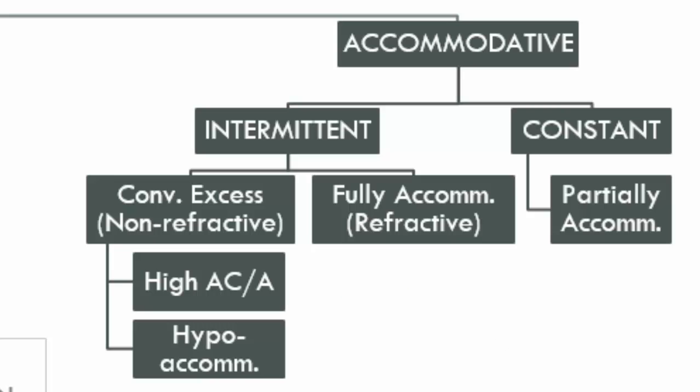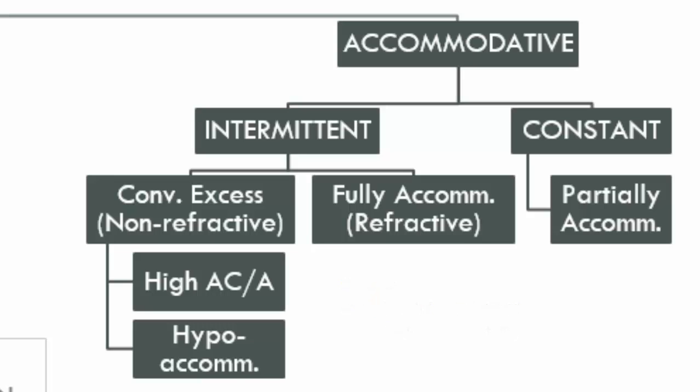Moving on to convergence excess, just as that term indicates, the deviation is greater at near. And it's intermittent because it's manifest at near, or we have a manifest ET at near, and generally the patient is straight in the distance. And there are two reasons for this type of deviation to occur. One is a high ACA ratio, and the other is hypoaccommodation.